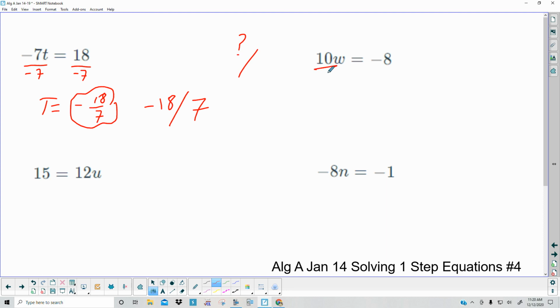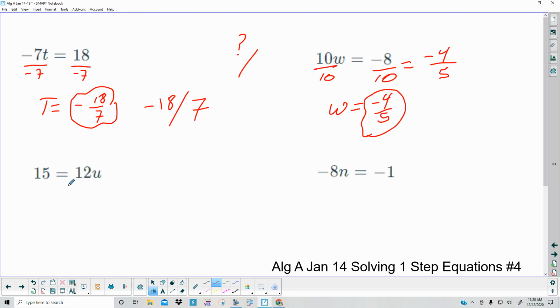Okay. This you divide by 10. W equals. This you have to reduce. There's a 2 that will divide into both of these. 2 divides into negative 8 and gives you negative 4. 2 divides into 10 and gives you 5. So negative 4/5 would be your answer.